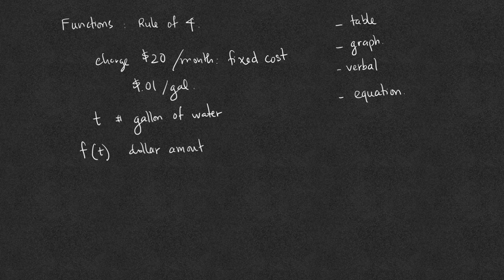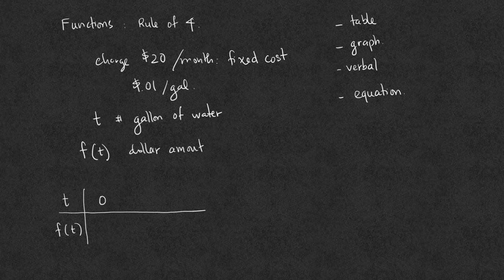With the table, in this case, the dollar amount depends on the number of gallons of water we used, and so usually we make a horizontal or a vertical table. Using a horizontal table, we would put the independent variable, in this case T, above, and then the cost F of T below. So we would have 2 rows.